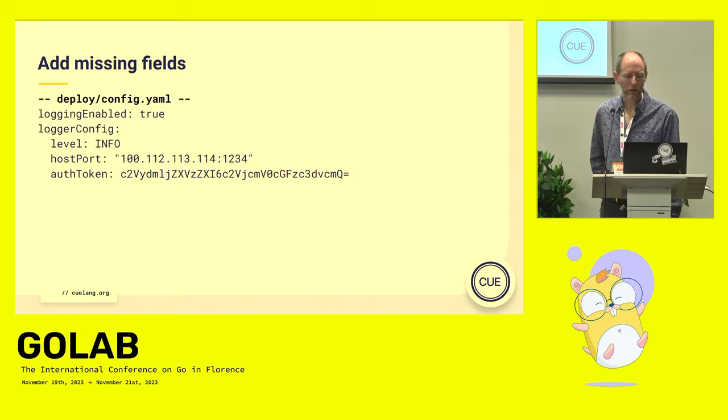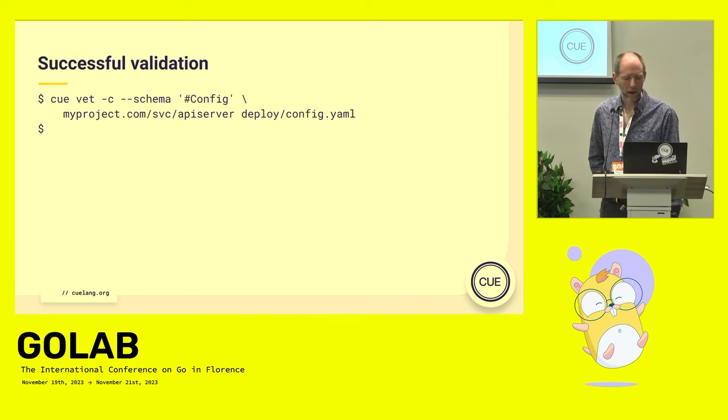Let's add those fields that it told us were missing. We're adding that auth token there. Okay, so now it's working. But using YAML as a source of truth like this has limitations, which is why people end up using languages like Jsonnet to generate their configuration. We can use Q instead.